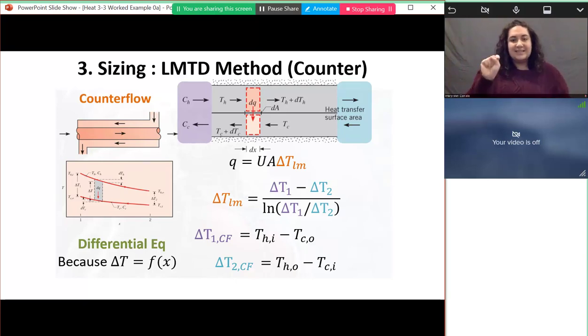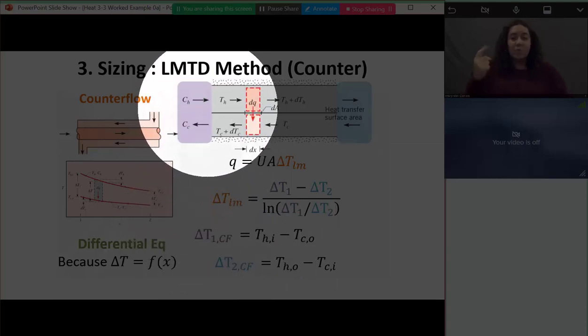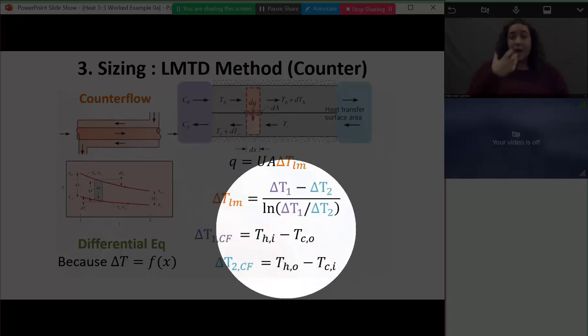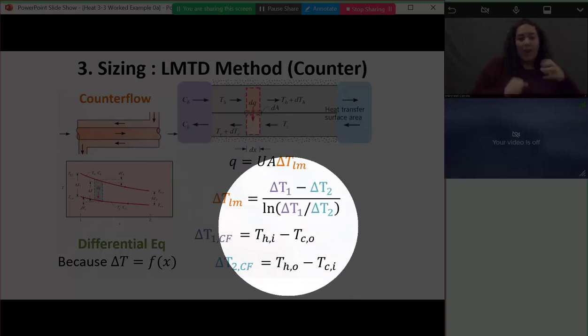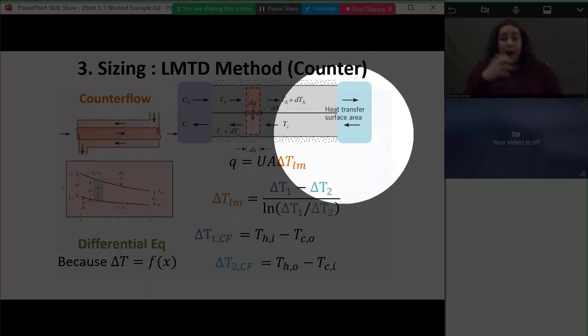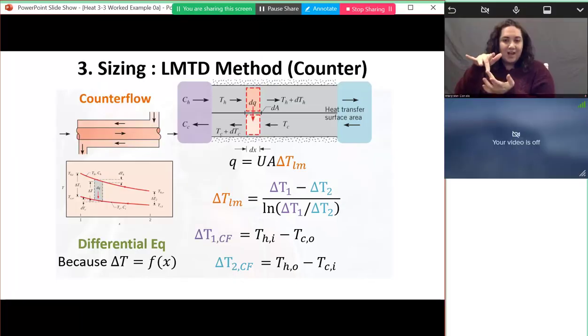In a counterflow heat exchanger, we really use the same equations, except our delta T definitions change. Delta T1 is still the hot inlet, but if we look in our counterflow example, our hot inlet is in communication with the cold outlet. So we have T hot in minus T cold out. And our hot outlet over here is in communication with our cold inlet. So we have T hot out minus T cold in.